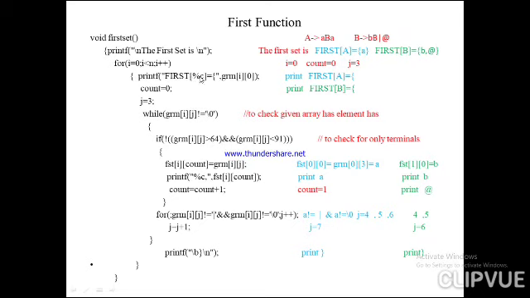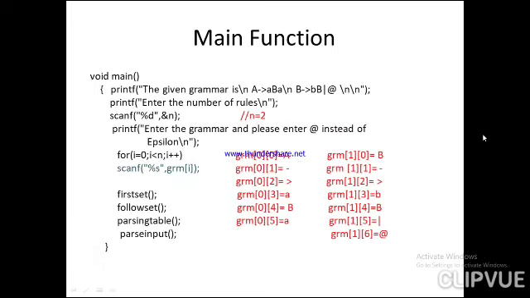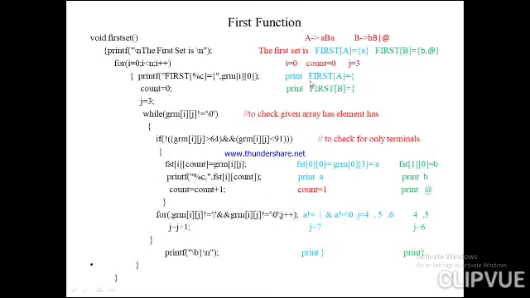Now I am printing first of percentage c. What is I value? 1. What is GRM of 1,0? GRM of 1,0 is a capital B. So I am printing this GRM of 1,0, which is nothing but the B. So that is green color whatever now comes. So printf first of the B. So first of the B is equal to open parenthesis. With this particular sentence we are printing this one, first of the B is equal to. That means from here to here it is over.